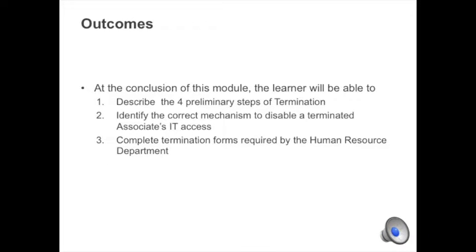Outcomes. At the conclusion of this module, the learner will be able to describe the 4 preliminary steps of termination, identify the correct mechanisms to disable a terminated associate's IT access, and complete termination forms required by the Human Resource Department.